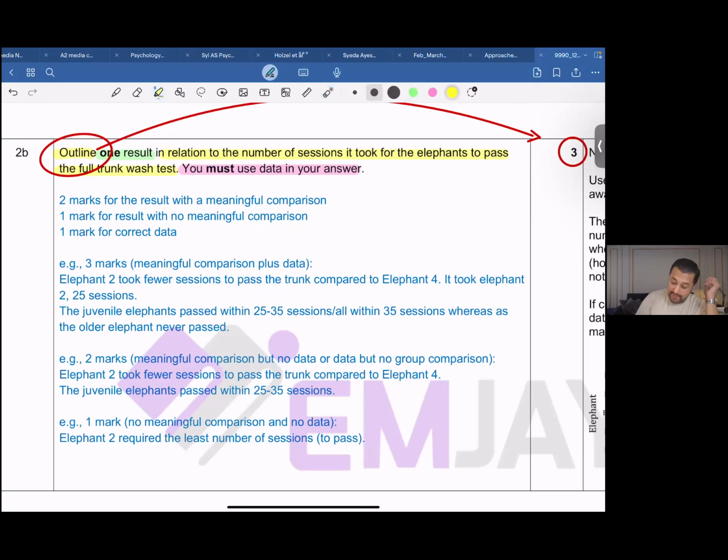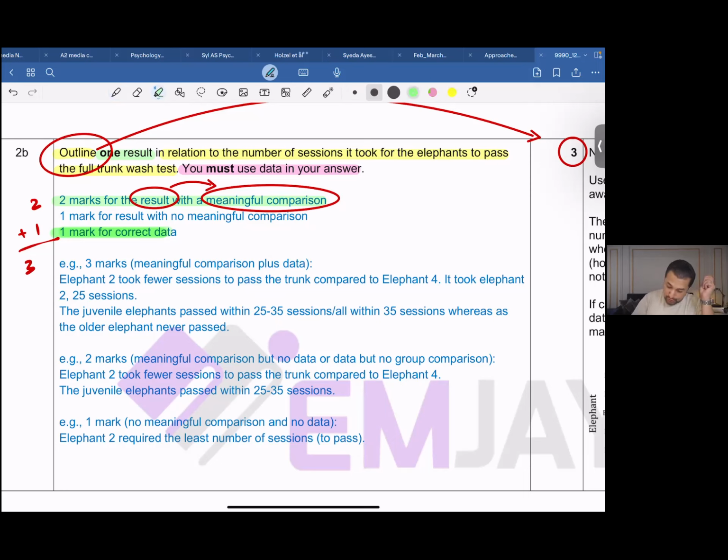Having a look at the generic marking criteria to begin with, there are 2 marks for the result with a meaningful comparison. So you need to write down the result, and there should be a meaningful comparison, right? You get the second mark for providing correct data. So 2 marks from here, 1 mark from here, add them up together, you get 3 marks in total. Outline one result in relation to the number of sessions it took for the elephants to pass the full trunk wash test. You must use data in your answer.